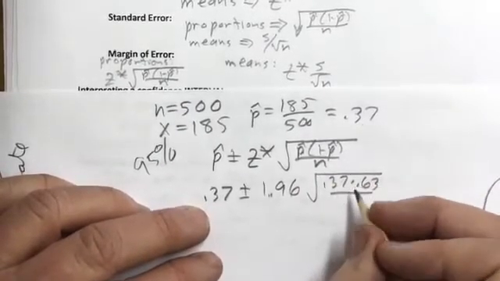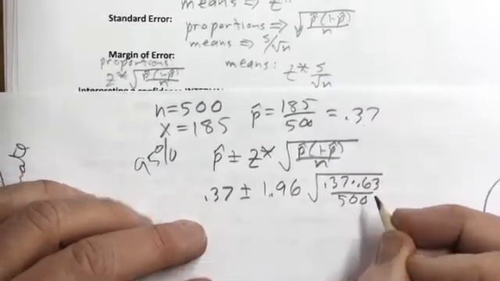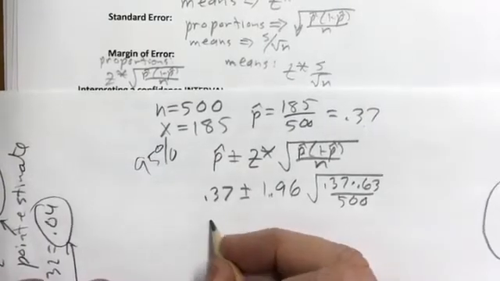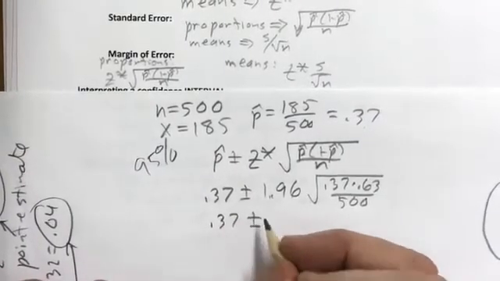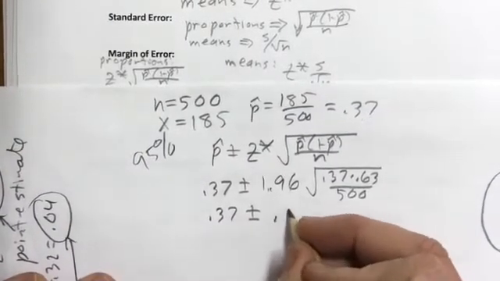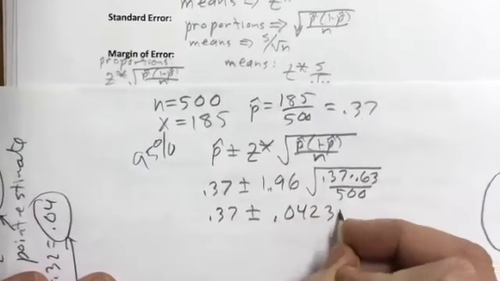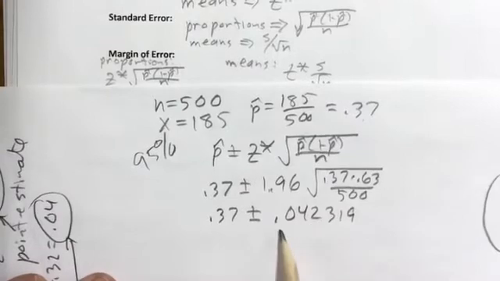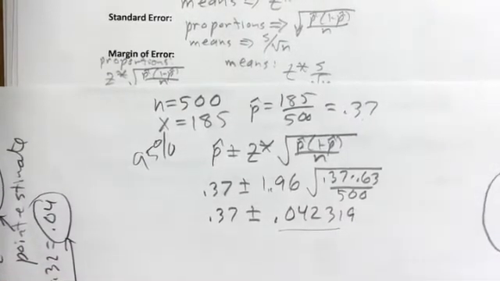All right, and then our sample size is 500. So when you multiply that out, 0.37 plus or minus, and this ends up being 0.042319, okay, with plenty of sig figs. That is what we call a margin of error, okay? So that's important. It's a frequent question to ask, hey, what's the margin of error? And it's just Z star times that.